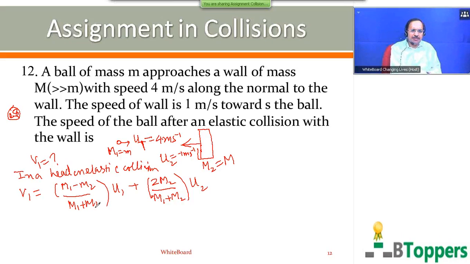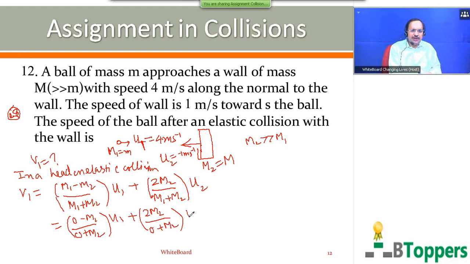Here m2 is very large compared to m1. So therefore you can neglect m1 compared to m2 in both numerator and denominator. So if you neglect m1 in comparison to m2, you get v1 equal to minus u1 plus 2u2.